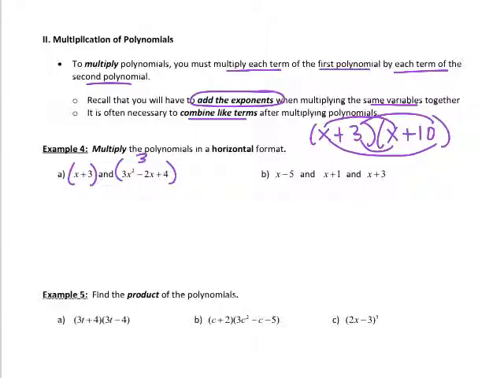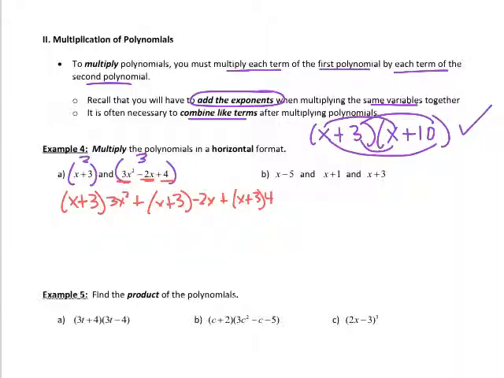So this one has 3 terms. This one only has 2 terms. So it's going to be a little bit more than we had when we were doing just 2 binomials together. So I'll write this out a little bit differently than I did in the foiling. X plus 3 is going to have to be multiplied by 3x squared. And we have to multiply x plus 3 times negative 2x, and we have to multiply x plus 3 times 4.